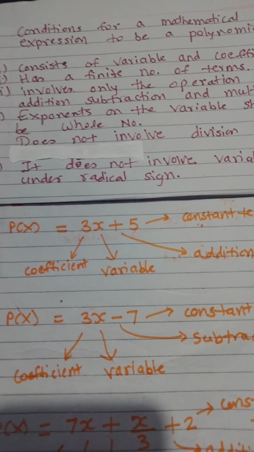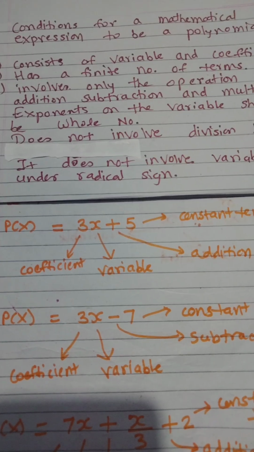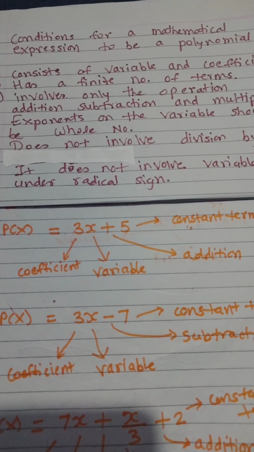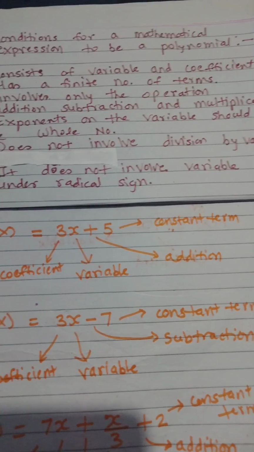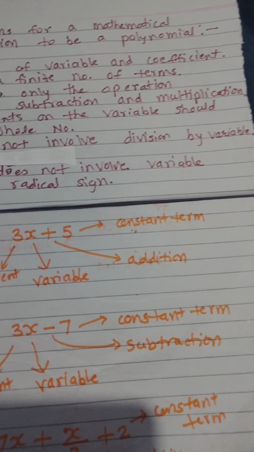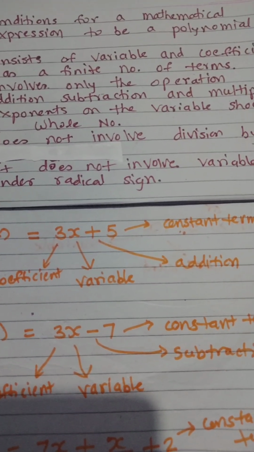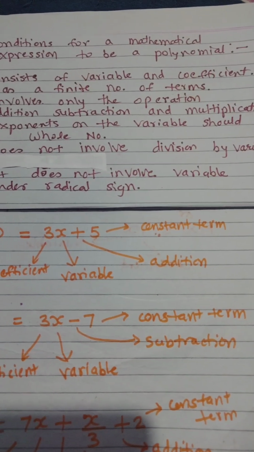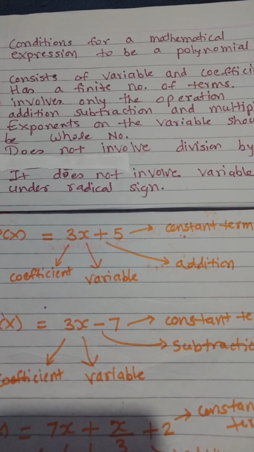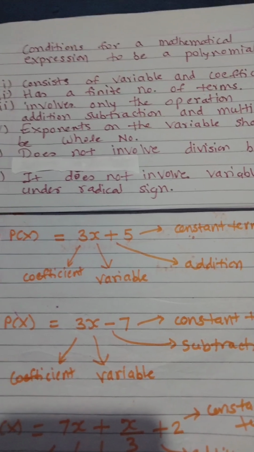There are two terms here, that is 3x and 7. 3x is the first term, 7 is the second term. It satisfies the next condition that it involves only the operations addition, subtraction and multiplication. So there is the operation multiplication, that is 3 multiplied by x, and the second operation is subtraction here, which is separating two terms, that is 3x and 7.